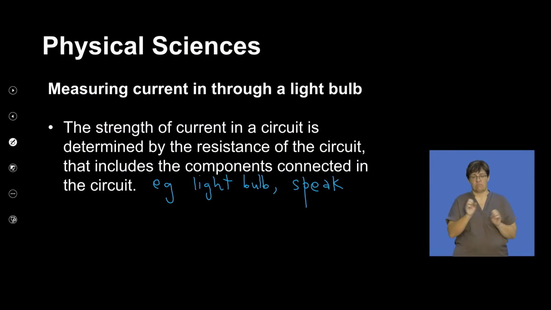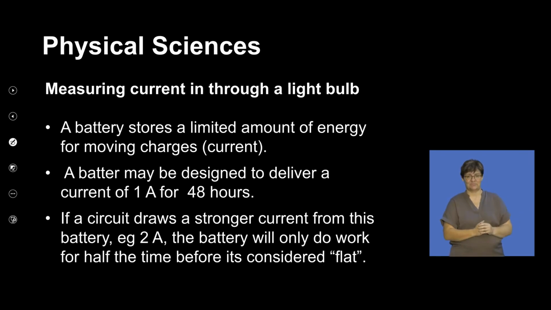So we can talk of a speaker as well as an example, a heater, but in real life we talk of television sets, your fridges, your microwave oven, heating devices, or appliances that we use at our homes. So the strength of current is determined by the resistance. This will lead us to even more understanding as we go further in our study of circuits.